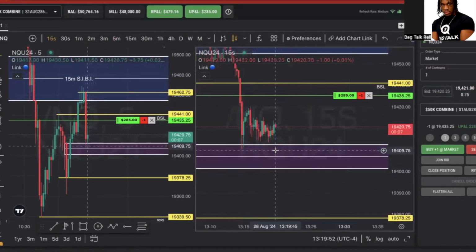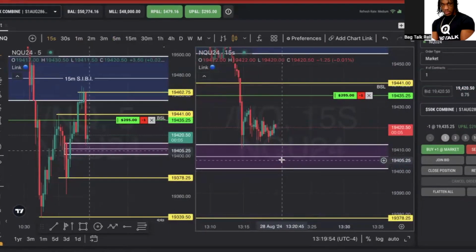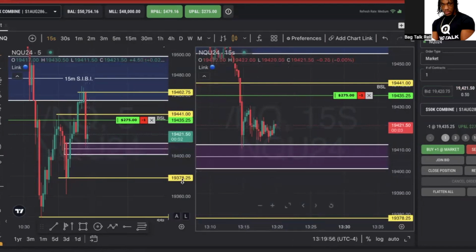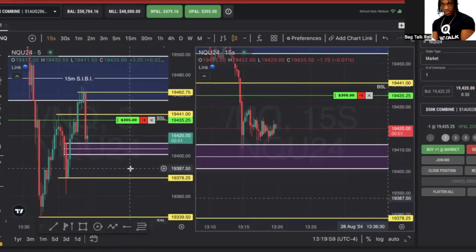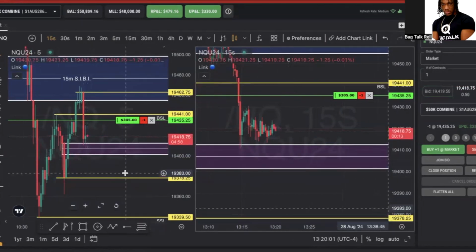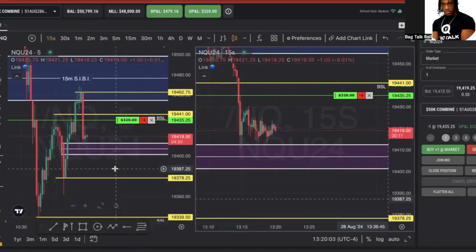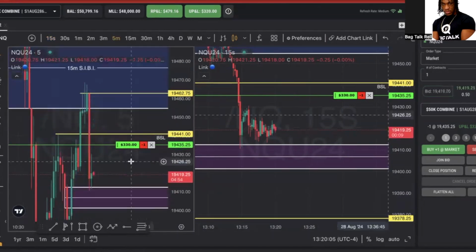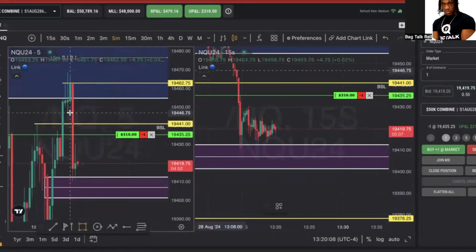So once again, I really need this to lose these lows, and then I'll lose this purple area, and then I'll start saying, okay, there's a chance that we could really make a nice dive to the downside. I like how we just made a 5-minute SIBI here as well. I do like this.